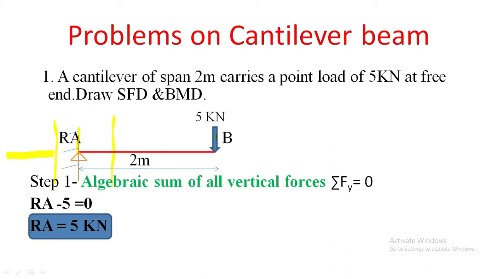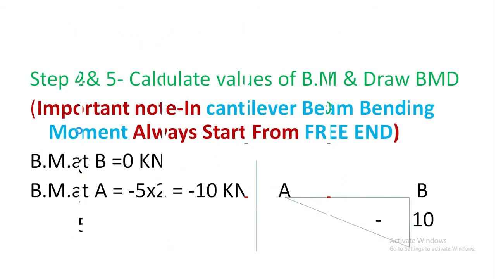While we are looking towards the free end, in the free end there is only one force, that is 5 kilonewton, which is going in downward direction. So consider -5, and the distance from B to A is 2 meter. So -5 into 2, it is -10 kilonewton. Then draw the bending moment diagram.